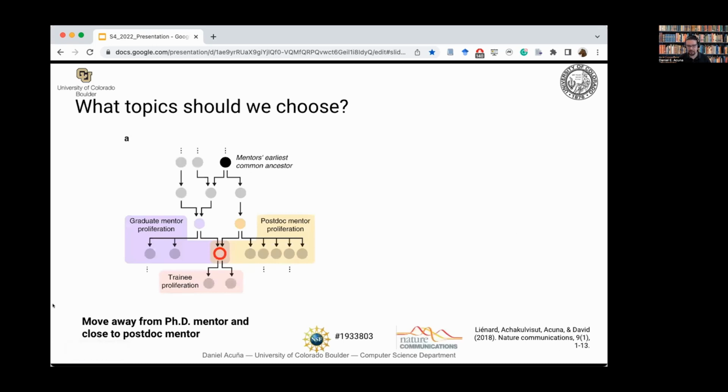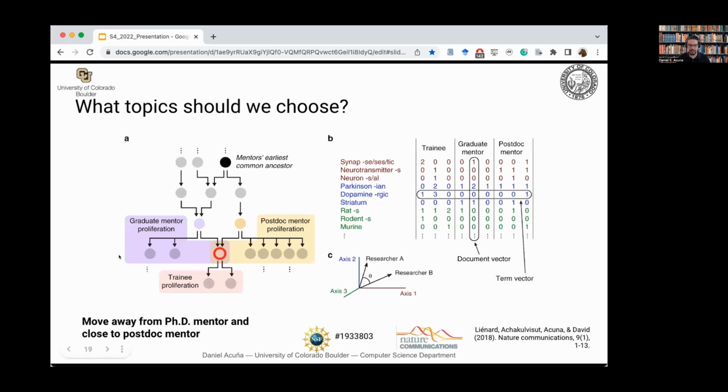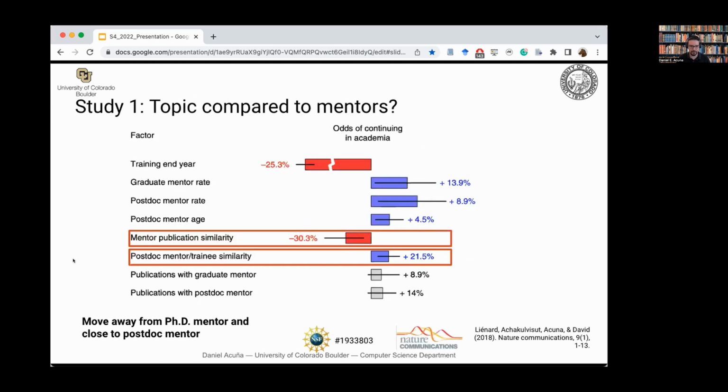Another thing that we started investigating was, okay, as a mentee of postdocs and your PhD advisor, how should you combine their topics so that your success is maximized? And this is a paper that we published with Stephen. I think he talked about this last week. But basically, the take-home message is that you should try to not be related to your PhD advisor, and you should be perhaps more related to your postdoc advisor.